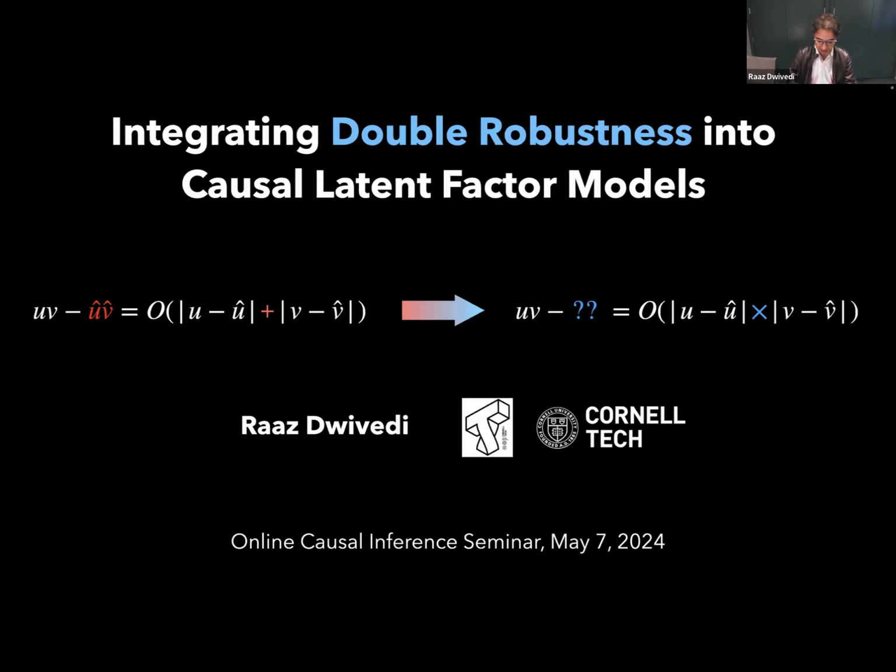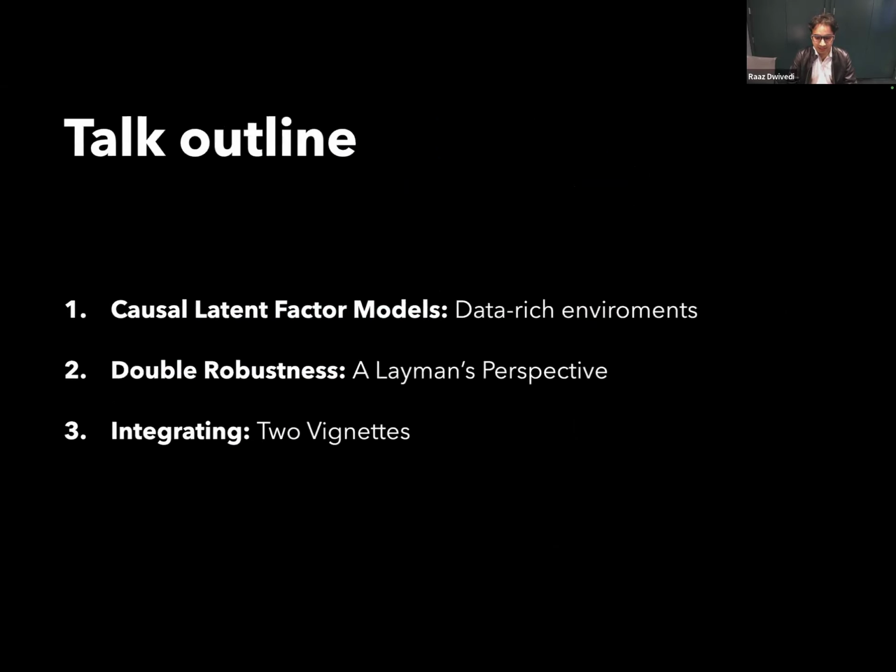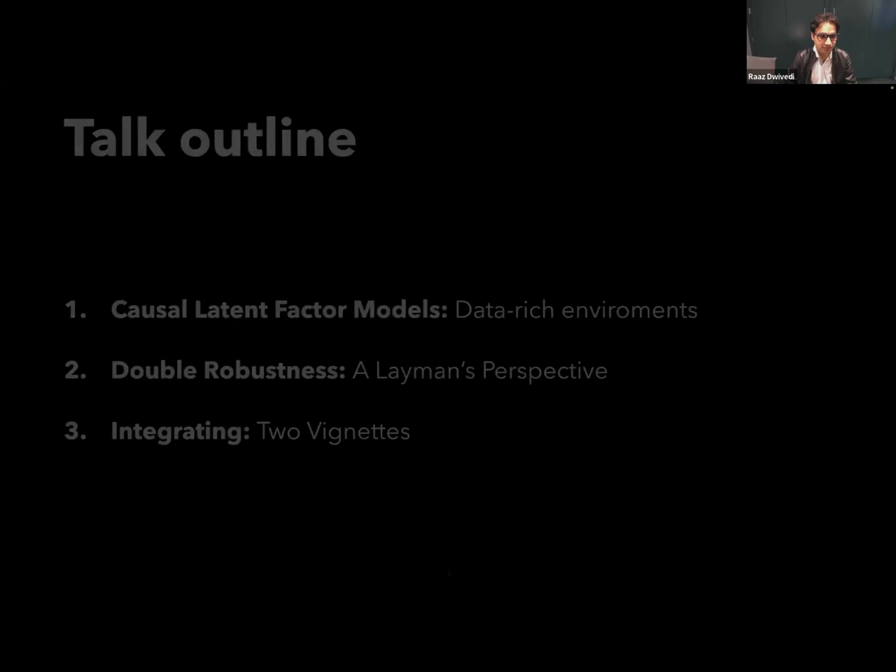The talk is categorized into three parts. I'm breaking up each piece, starting with latent factor models. What do they mean? Then trying to give an easy way of understanding double robustness, at least some version of it. And then how do we integrate this with the latent factor model? That will be the main part of the talk. So the first two will serve as a warm-up.